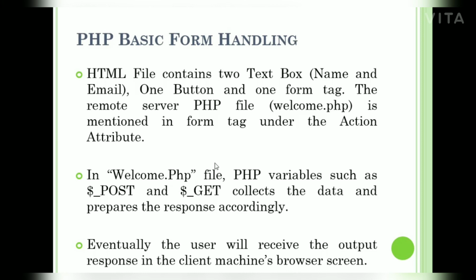PHP basic form handling. The HTML file contains two text boxes that we have seen, name and email, one button and one form tag. The remote server PHP file is welcome.php, mentioned in the form tag under the action attribute. In the welcome.php file, PHP variables such as post and get collect the data and prepare the response accordingly. Eventually, the user will receive the output response in the client machine's browser screen.